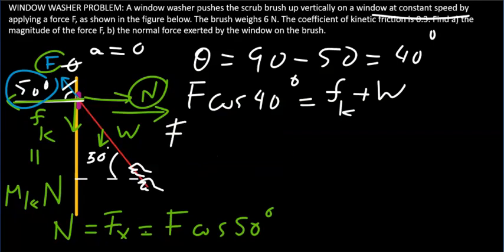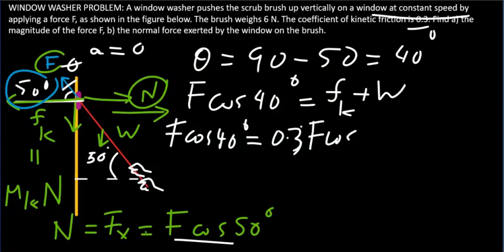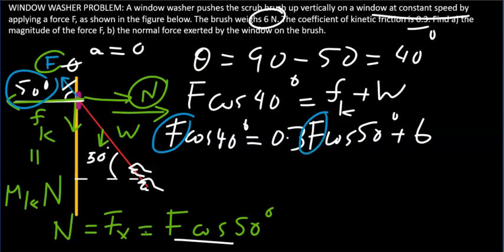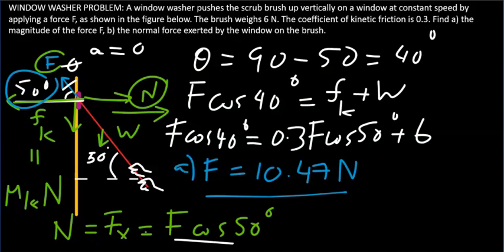So let's substitute everything. F cosine 40 degrees equals Fk. Fk is mu k, which is 0.3, times the normal force. Normal force is given by that expression: F cosine 50 degrees. Plus weight. The weight is 6 newtons. It's given right there. And you see the only unknown is F, and that can be solved. And solving for F, you get F to be 10.47 newtons. So that is the answer for part A, namely the magnitude of that force F.